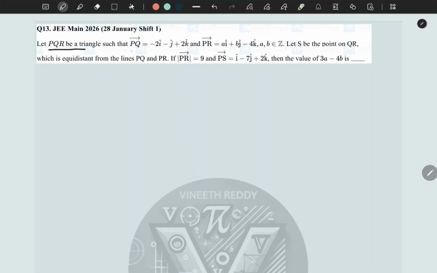Question says: let PQR be a triangle such that vector PQ and vector PR are given. Here a and b belong to integers. Fine. S is a point on QR. Now this is a very important statement: S is a point on QR which is equidistant from the lines PQ and PR.